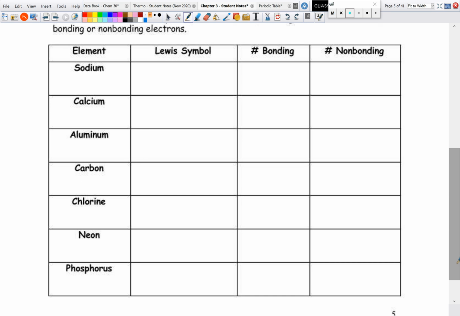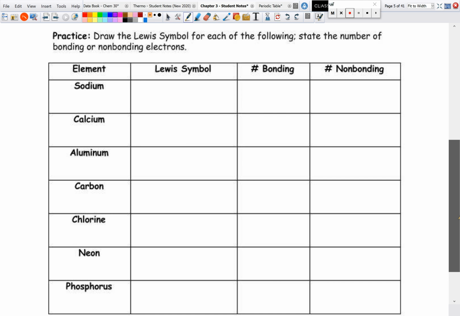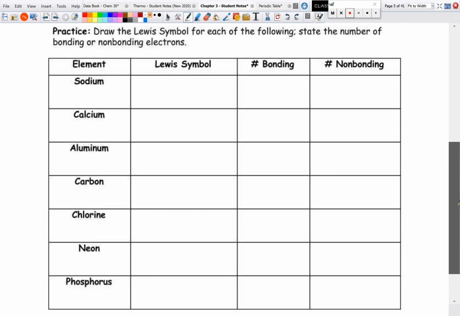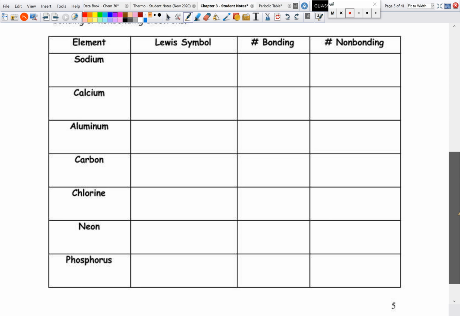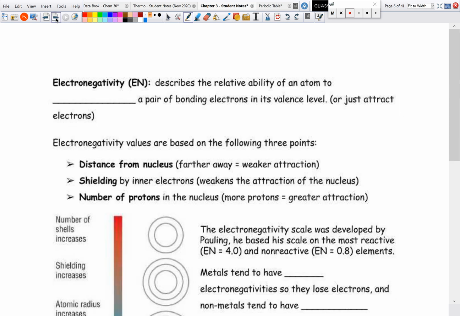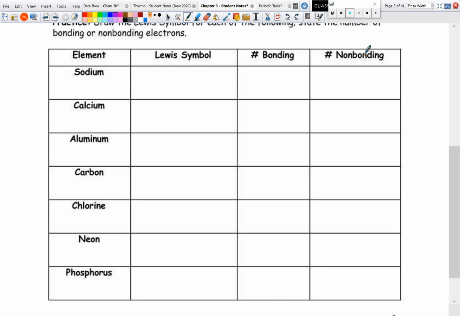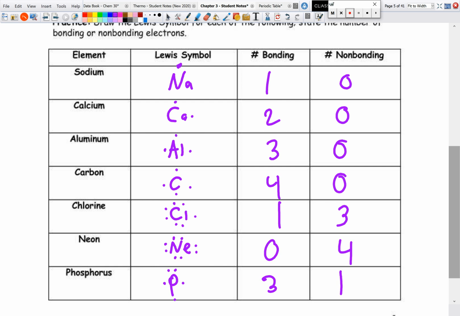Now, with these here, I'll put the answers up in a few seconds. I'll give you a warning, but just make sure to try these on your own first. All right, so we have sodium, calcium, aluminum, carbon, chlorine, neon, phosphorus, and that is it. All right, so pause the video. The answers are going to go up in 3 seconds. All right, and these are the answers. So this is hopefully what you have gotten.